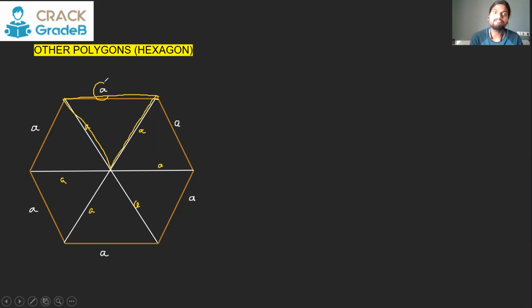So even if the side of the hexagon is given, you know one such equilateral triangle will have area root 3 by 4 A square. And there are 6 such triangles, so just multiply it by 6. And you can derive your own formula. So for any other figure, you can derive your own formula. That's why you are not required to memorize the formulas. Got this?